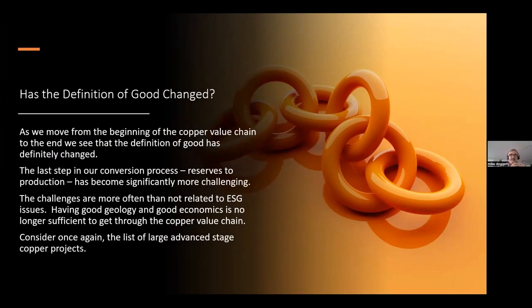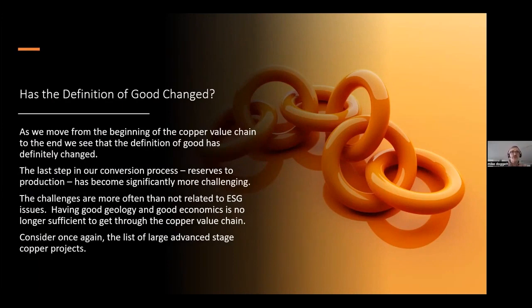And once again, the value chain is only as strong as its weakest link. And if you can't get through that final step, then you can have all the geological and economic quality in the world, but if you can't get the project into production, then really, what's the value? How good is your project?